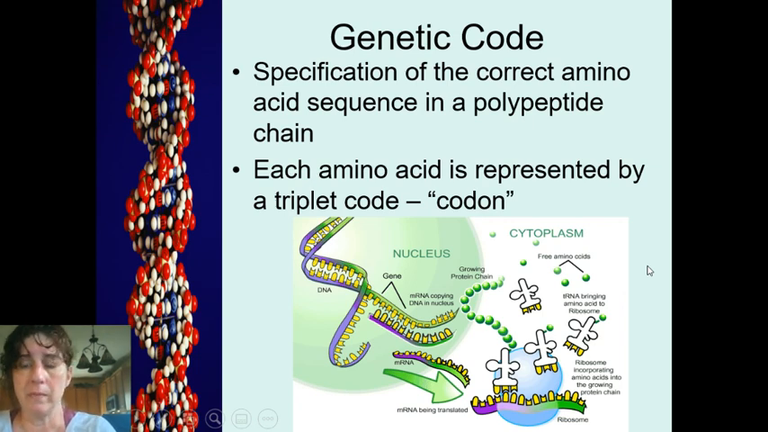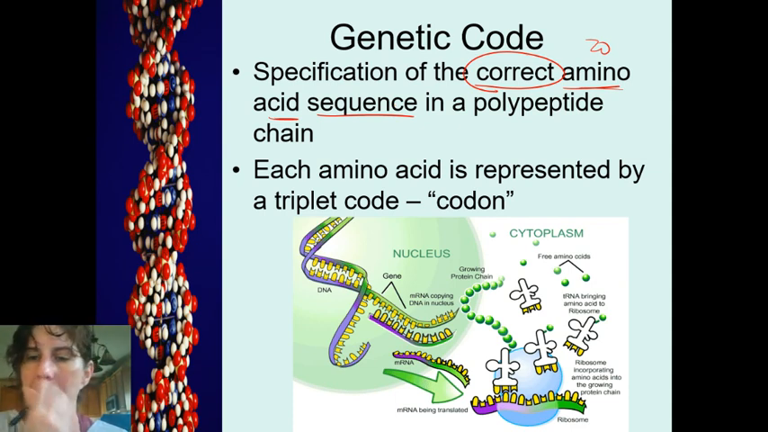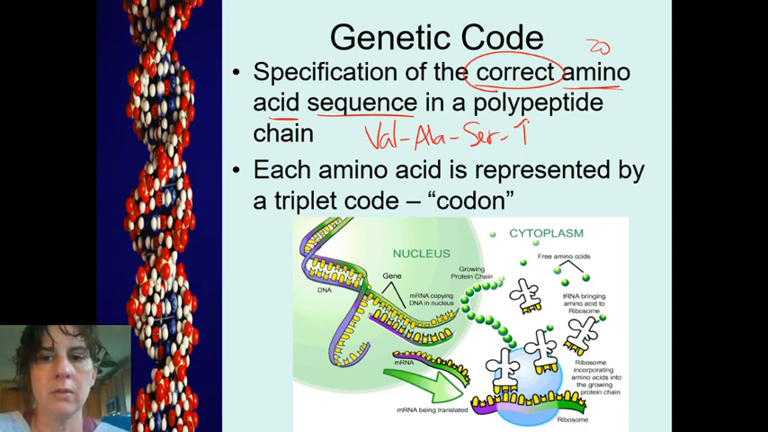So our genetic code, remember, is just a set of instructions. What it's instructing the cell to do is put amino acids into the correct sequence, the correct order. There are 20 different types of amino acids, right? And if I have, and I'm going to make this up, this isn't the code to some specific protein, but if I have one that's like valine and alanine, serine, and threonine, right?